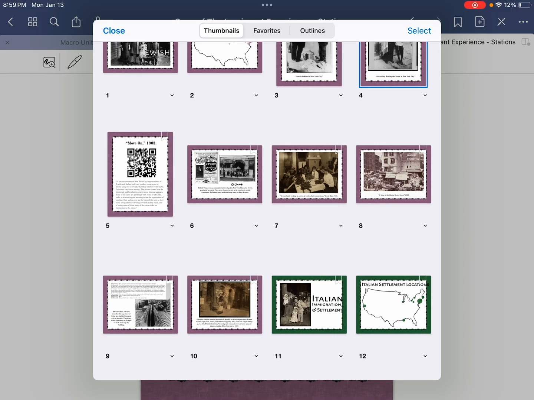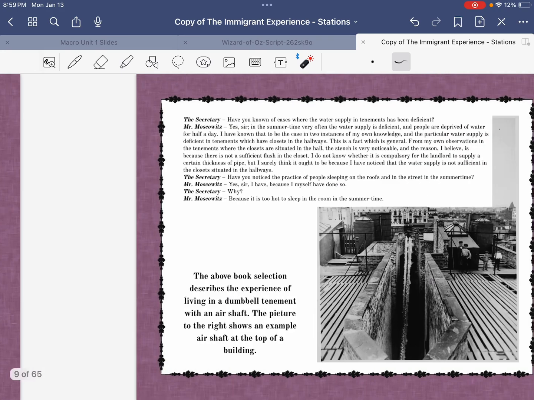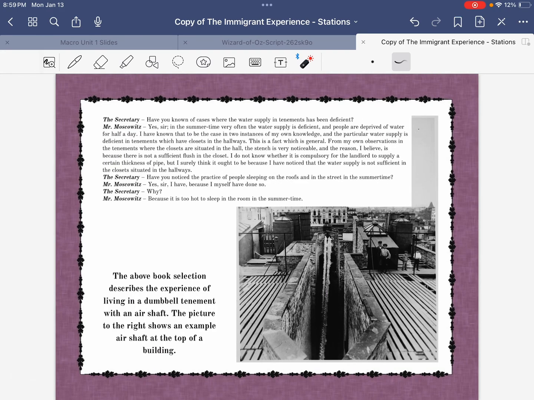Here's some living and working conditions ones. This is a city street, a scene in the ghetto, Hester Street, 1902. You can tell types of labor going on here, working conditions, maybe even social activities. You can see apartments in the background. This one is really indicative of apartments. It's a little section of a book talking about how hot it is in the city apartments and how their windows faced other buildings. So you're going to be able to find a lot. But essentially, you're trying to gather as much knowledge about these immigrants' lives as you possibly can.